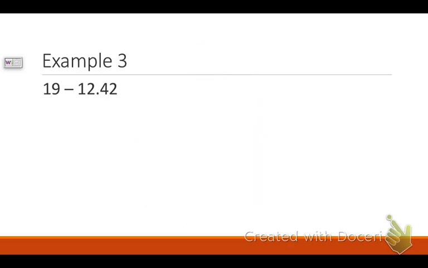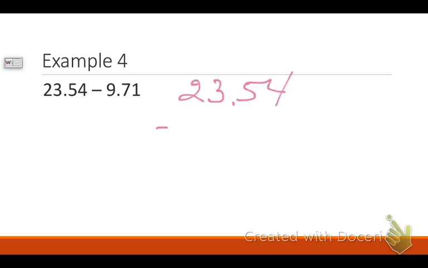All right, moving right on. Here we go. Our next example is 23 and 54 hundredths minus 9 and 71/100ths. Remember, you always need to line your decimal points up.